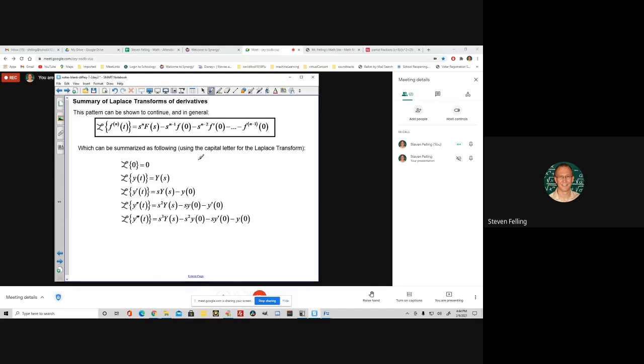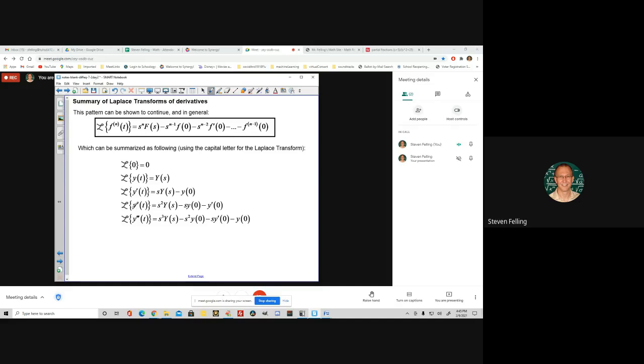So in general, the Laplace transform of the nth derivative of a function is s to the n power times the Laplace transform of the original function, minus s to the n minus 1 times f of 0, minus s to the n minus 2 times f prime of 0, and so on, until finally you're taking the n minus 1 derivative and plugging in 0. So you can summarize it this way. The Laplace transform of y is capital Y. The Laplace transform of y prime, the derivative, is s times Y minus y at 0.